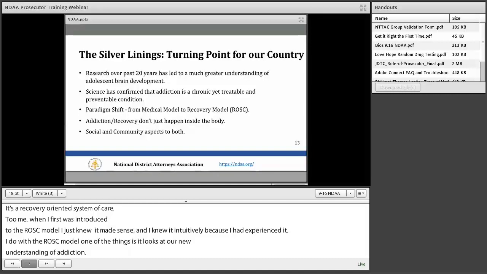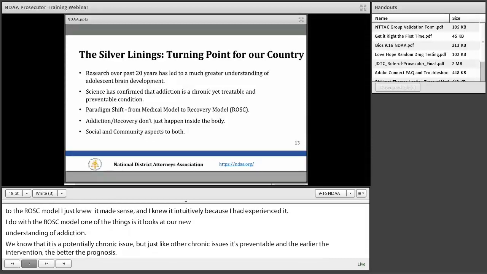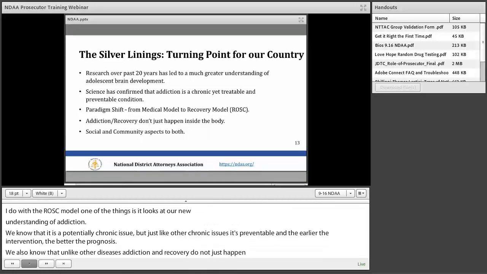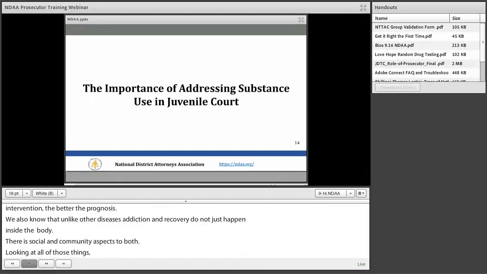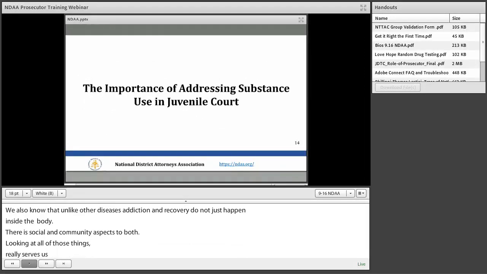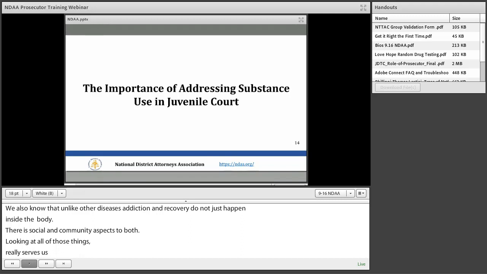We also know that unlike other diseases, addiction and recovery don't just happen inside the body, and there are social and community aspects to both. Looking at all of those things serves us very well, because these are incredible advances in our understanding of how to turn a life around. So when we look at substance use and the importance of addressing it in juvenile court, there are lots of reasons that we do this.